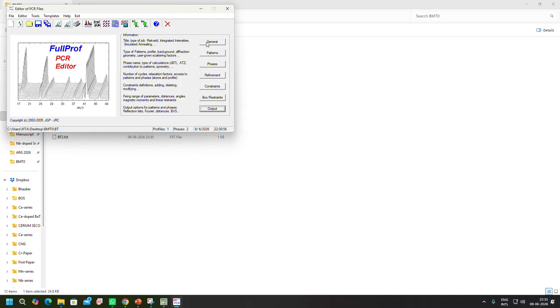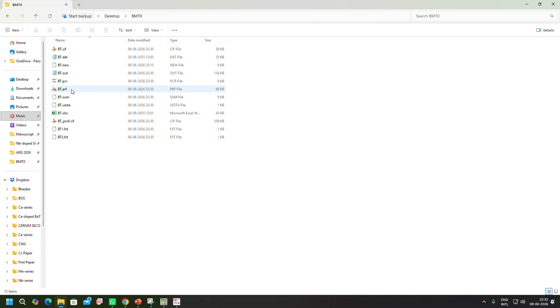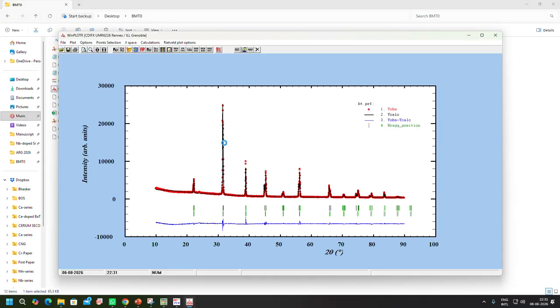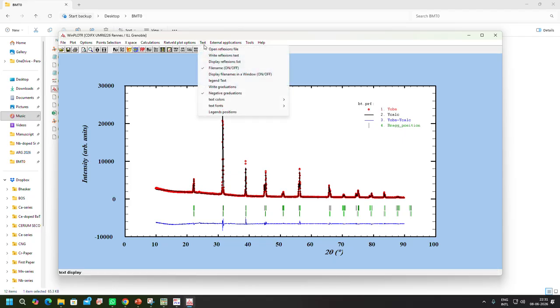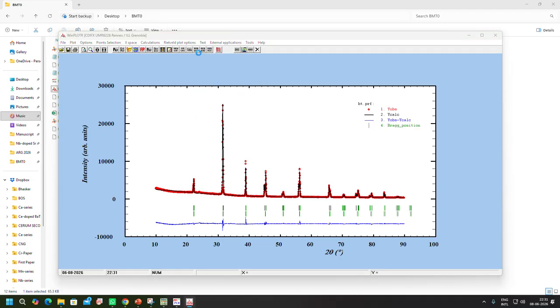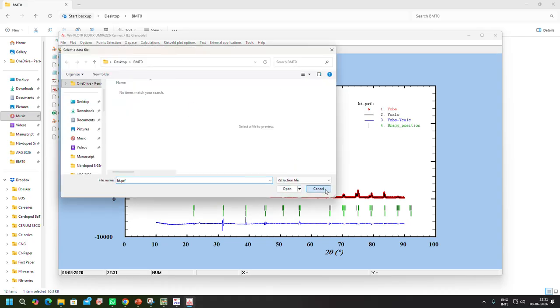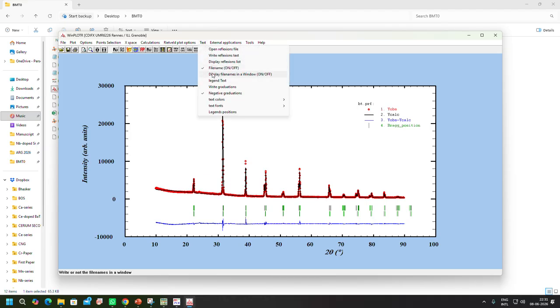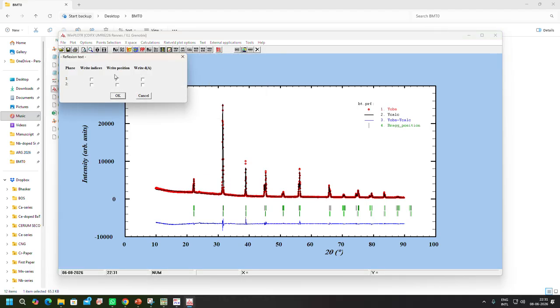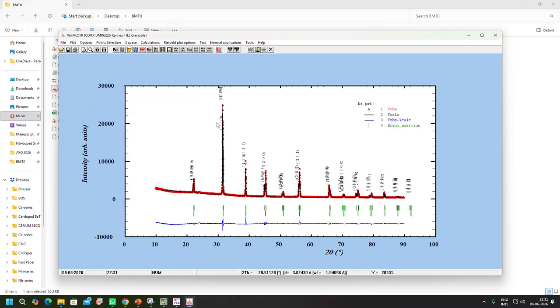One more thing I would like to tell you: if you want to plot this, one profile file is generated, bt.prf, and by this you can see how good your refinement is. You can also write the reflection file. You just go to the text and open the reflection file. Here you write reflection text. If you write indices, position and D, you can choose one by one for both phases. So this one is for one phase, this one is for the other phase.